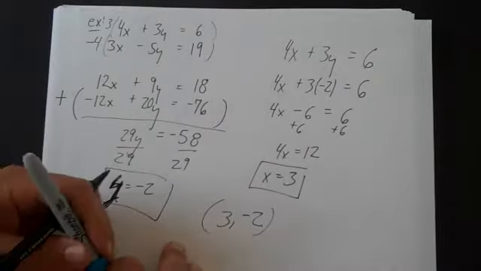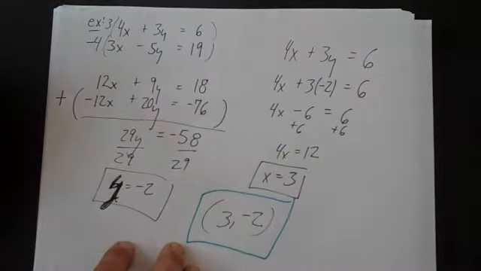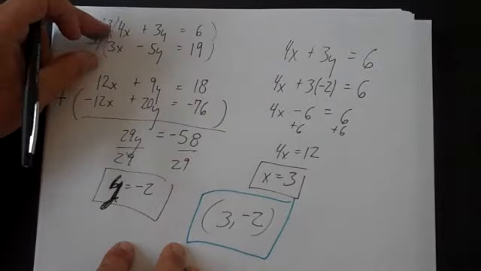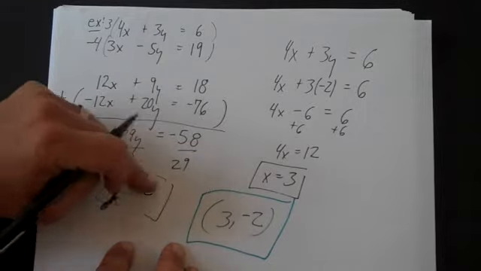We can check that really quickly. But these are the steps. Multiply the two equations so that the coefficients are the same or opposites. Add or subtract, solve, plug in.